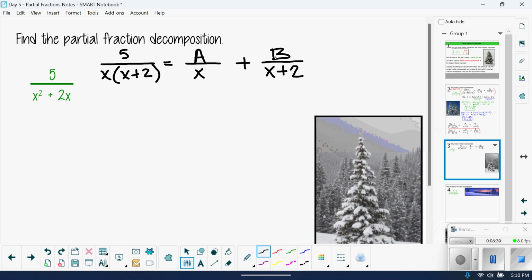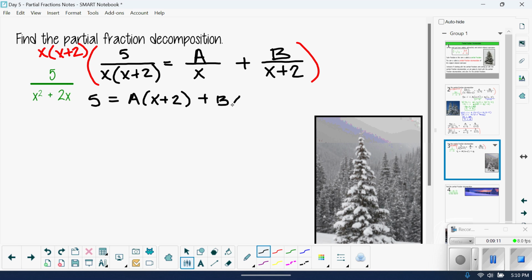We need to eliminate our fractions. So I'm going to multiply everything by the entire denominator. So I'm going to multiply by x and x plus 2. All right, go ahead and multiply each piece by that, and let's see what you end up with. So when we multiply through, everything cancels out, leaves me with a 5. Second fraction, the x's cancel through. I have a times the quantity x plus 2. And then our third fraction, the x plus 2's cancel out, and I just have bx left.